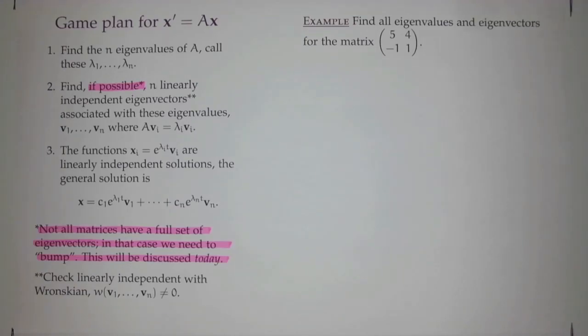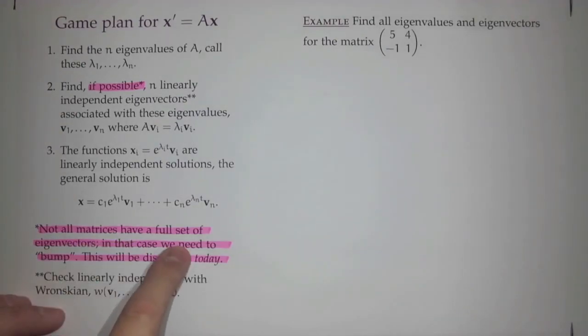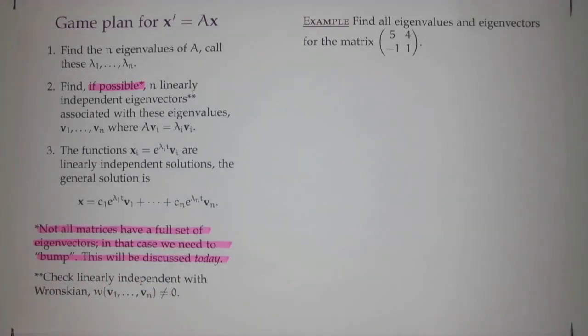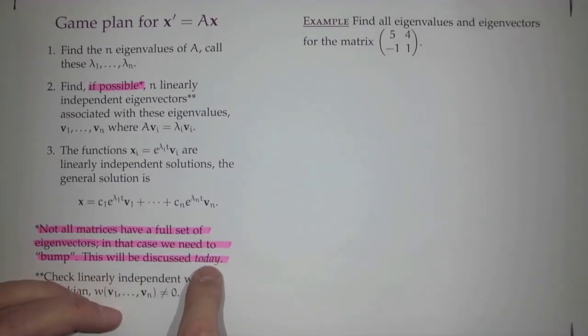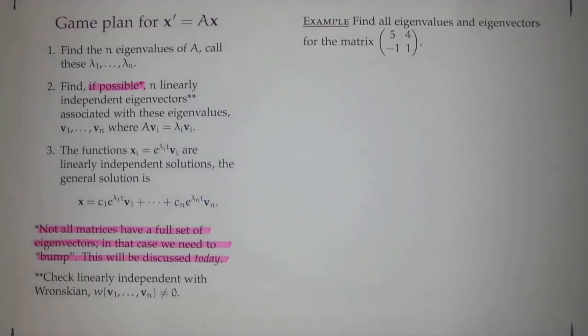But now we come back to the "if possible." And that's a note. Not all matrices have a full set of eigenvectors. You can encounter matrices that are short. They don't have all that you need. And, well, in that case we need to bump. And that's what we're talking about today. So how do we handle it when we don't have all the eigenvectors that we need?